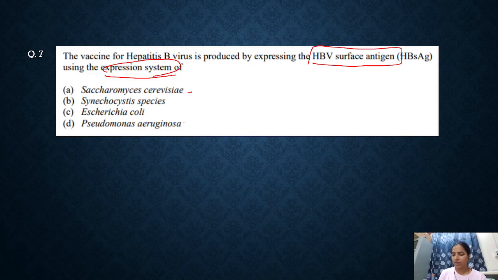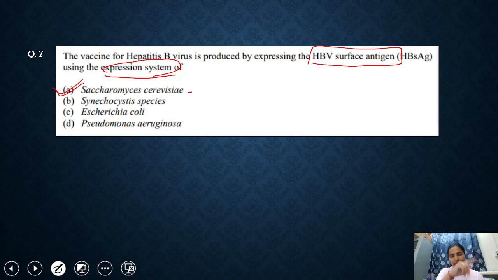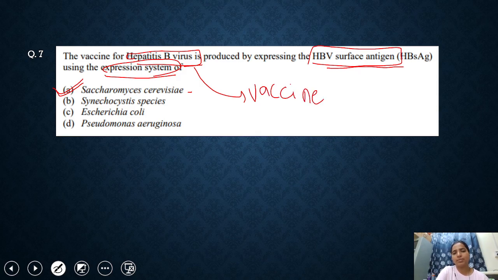Okay, Pooja. A. Yeah, this is correct. For this hepatitis B vaccine, Saccharomyces cerevisiae is used as an expression system. You all have studied the production of vaccines, and especially we are talking here about the hepatitis B vaccine. Suppose this is targeted for the production of a vaccine for the hepatitis B virus. We target what? HBV surface antigen. So this is mainly produced by recombinant technology.